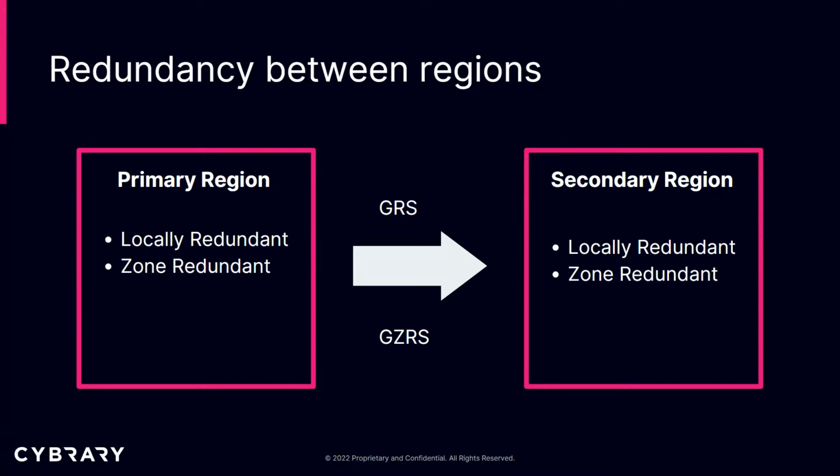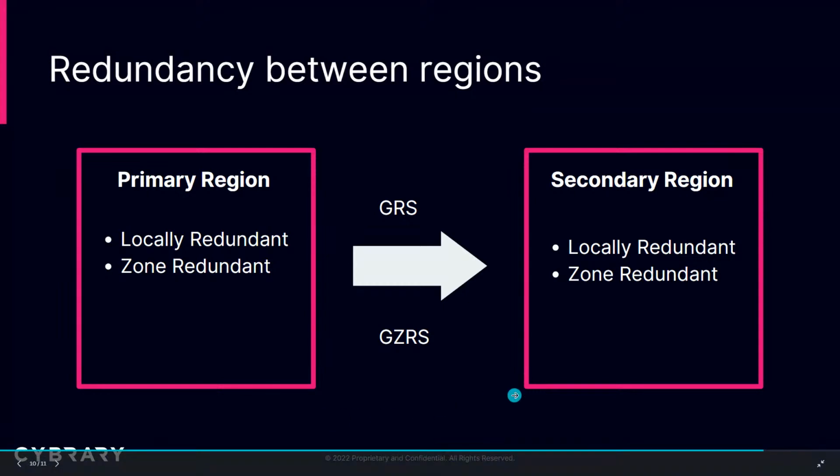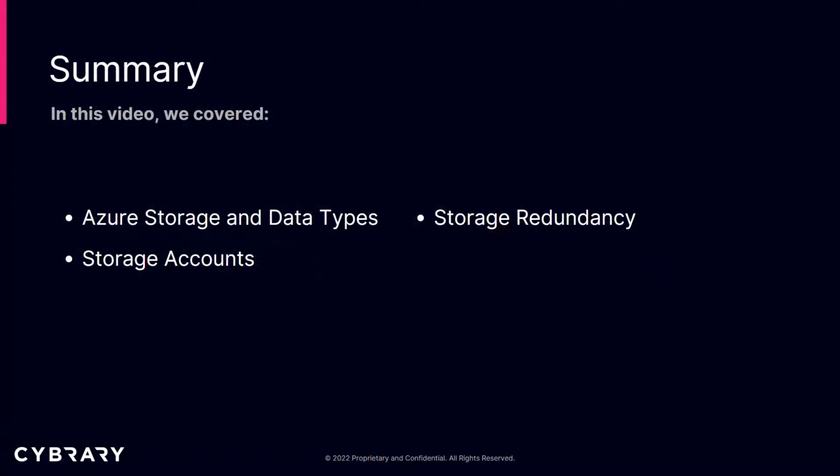If the primary region becomes unavailable, you can choose to failover to the secondary region. After failover has completed, the secondary region will become your primary region, and you can again read and write your data. So this is the basic advantage of having a secondary region for your data availability. To summarize, in this video, we covered Azure storage and different data types. We also talked about storage redundancy and different types of storage account.